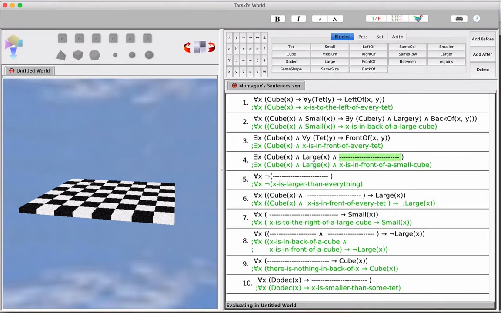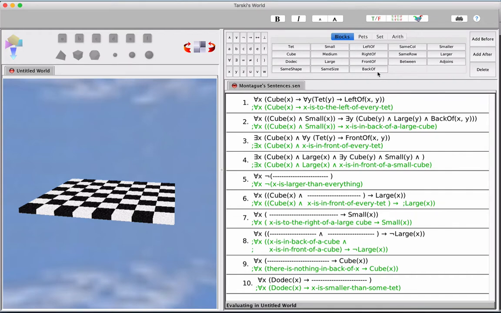Number 4, there is a large cube and it is in front of a small cube. So there is at least one small cube, and now we're going to talk about the existential large cube. In other words, there is something, it is a large cube.